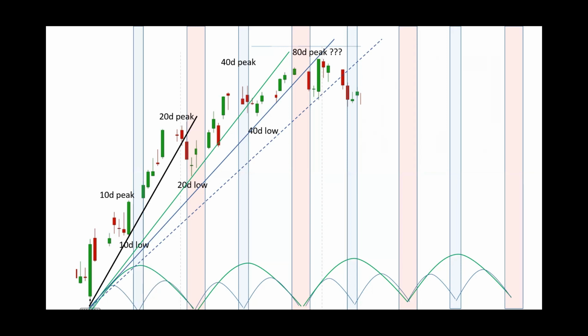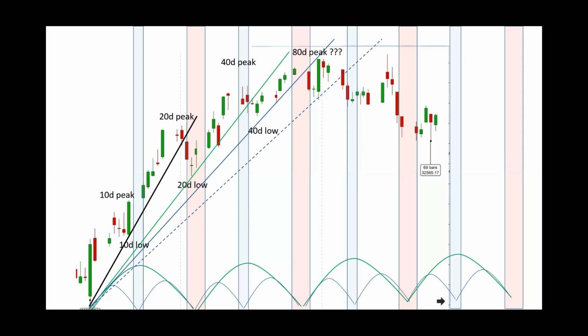Let's see what will change in this case. The market crossed below its trend line here, telling us the 80 days peak is formed. What's next? The market should rally to the next 10 days cycle peak and decline into the 80 days cycle low. So there is no difference for the next move.